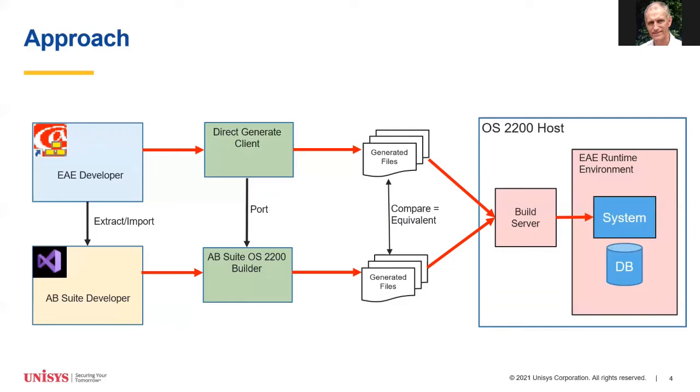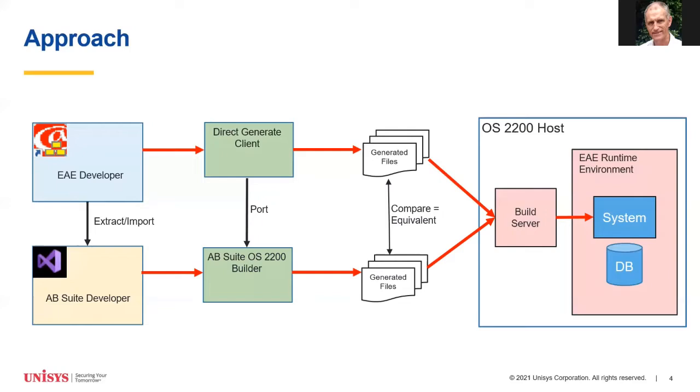Now, I guess the underlying reason why we've taken this approach is really to allow us to fast track the development of AB Suite targeting the OS 2200. And we've been able to do it with a relatively small development team. I guess you could call this phase one of the AB Suite journey for the OS 2200.